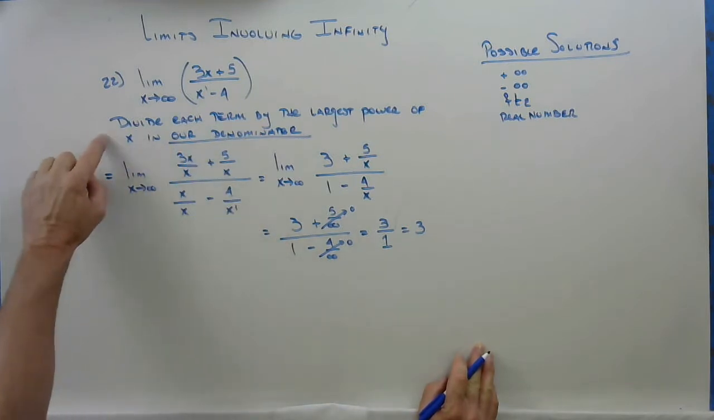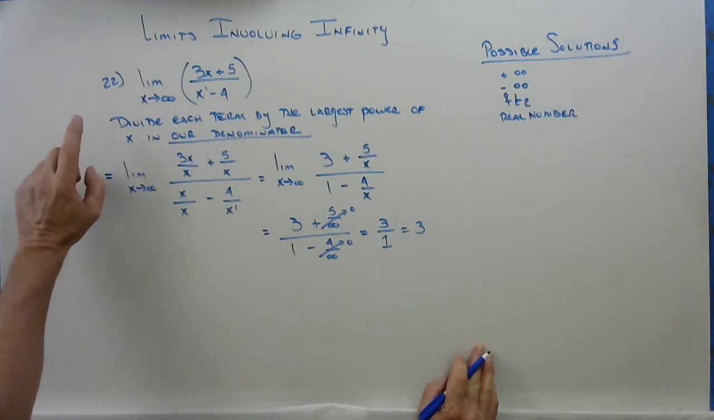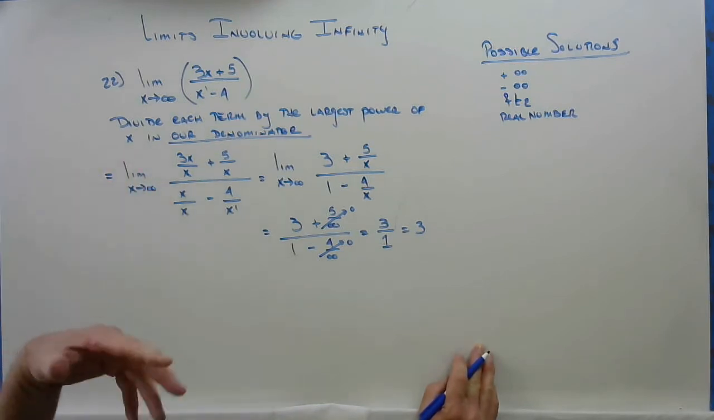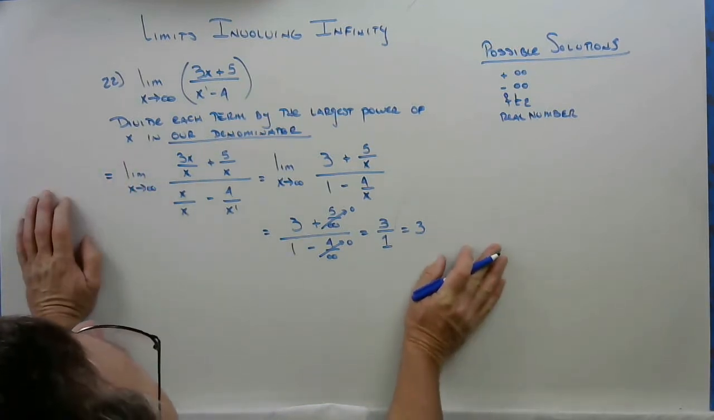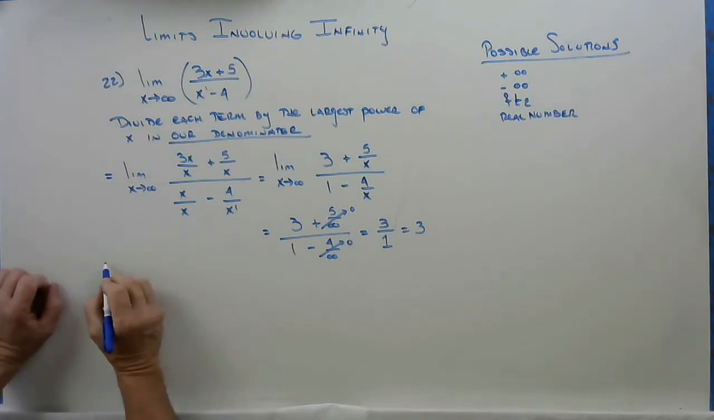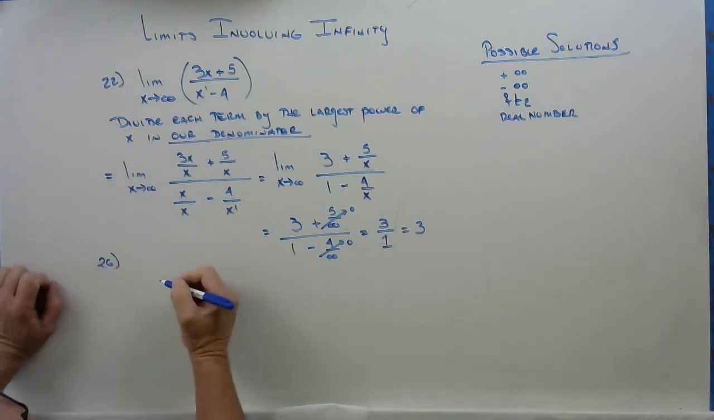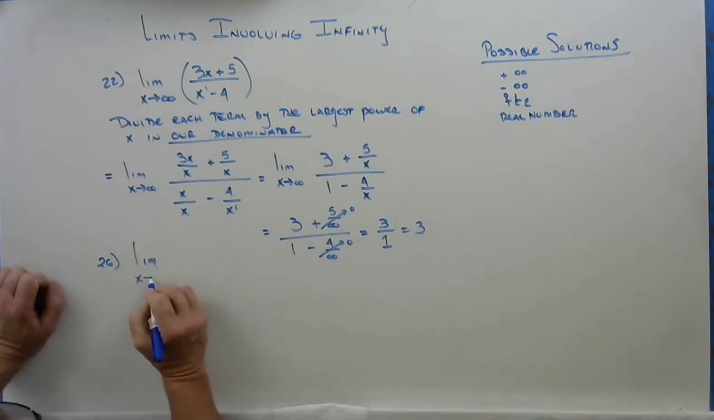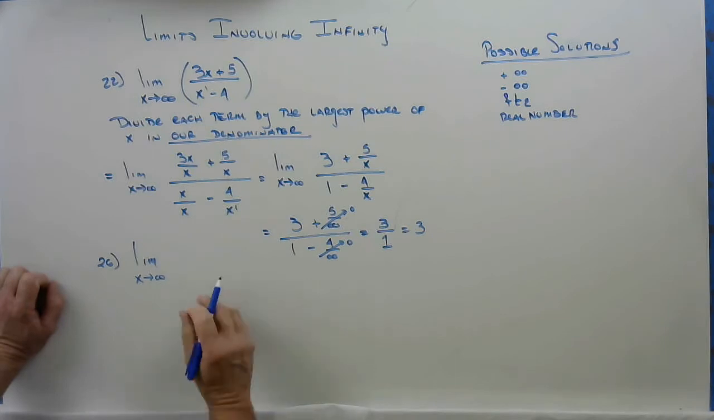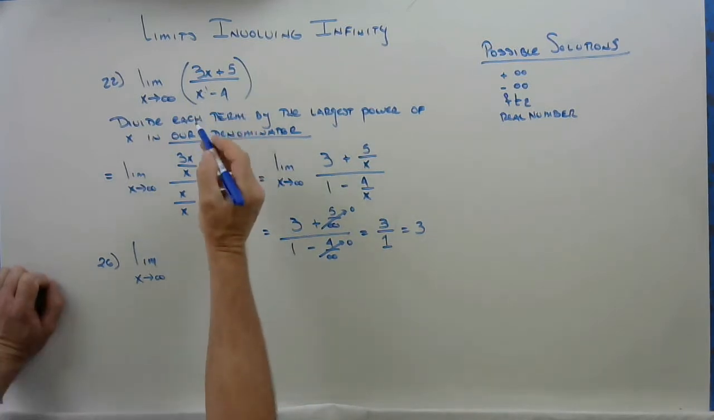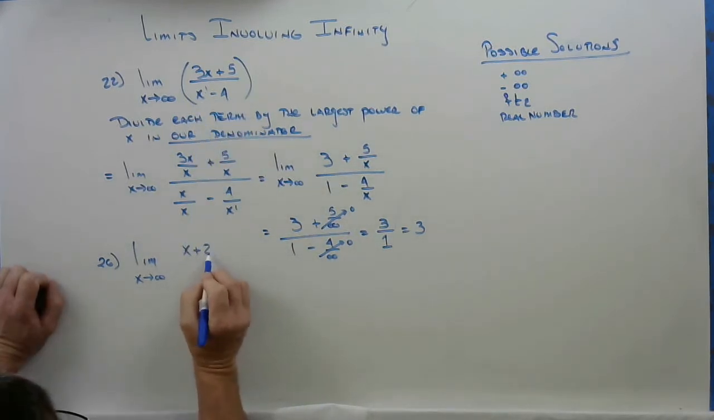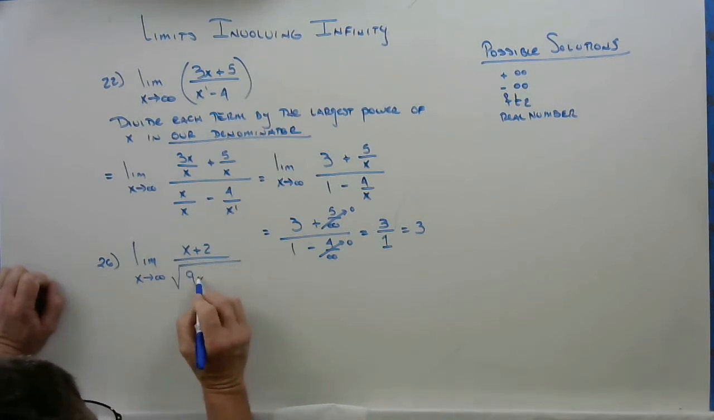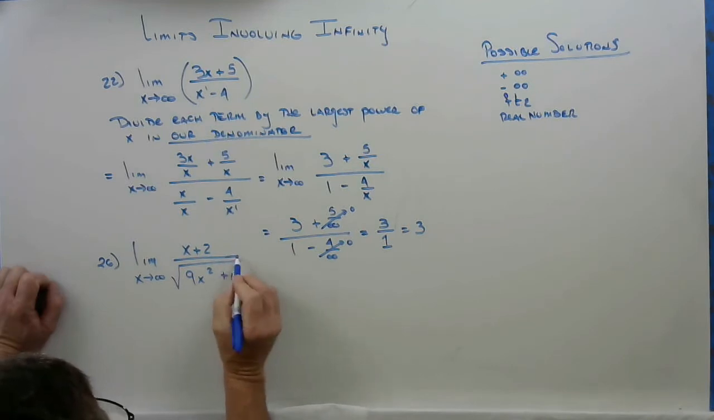This technique of dividing each term by the largest power of x in our denominator, of course, if your variable is not x, this is not going to be an x. But this technique is going to work for us. So let's take a look at another problem, because there's a bit of a hiccup here. Say we have the limit as x goes to infinity, and we have, instead of this, x plus 2 divided by the square root of 9x squared plus 1. So this is what we have.